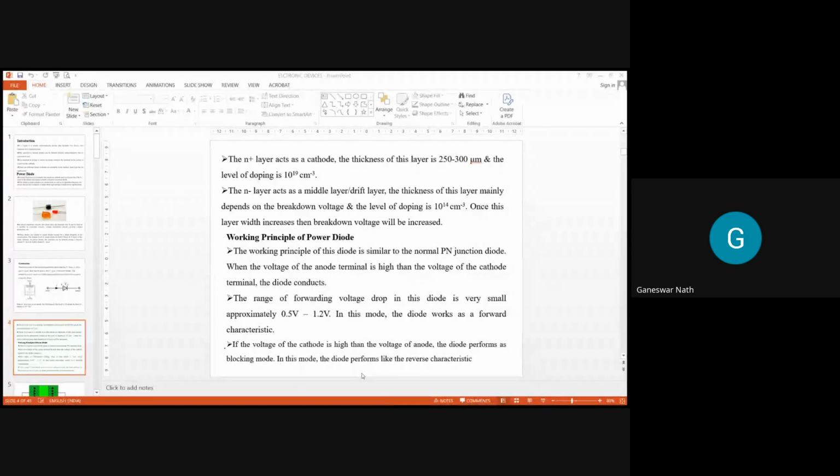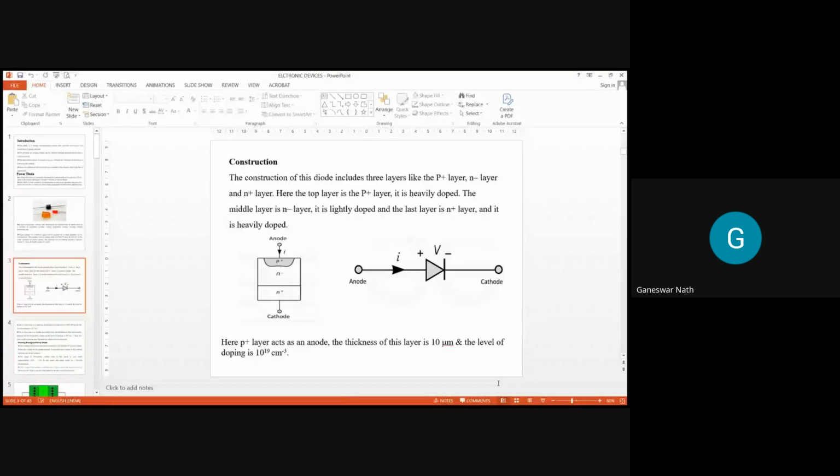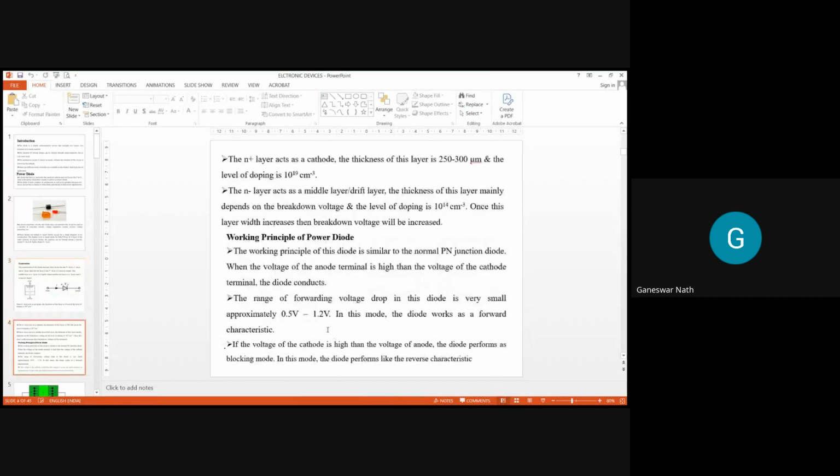Okay, yes sir. Next, we can come to the part: this n plus layer. You have seen that the p plus layer has a thickness of 10 micrometer and a doping level of 10 to the power 19 per centimeter cube, and the n plus layer acts as the cathode. The thickness of this layer is 250 to 300 micrometer, and the doping level is also the same, 10 to the power 19 per centimeter cube.